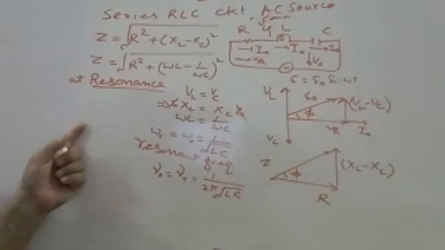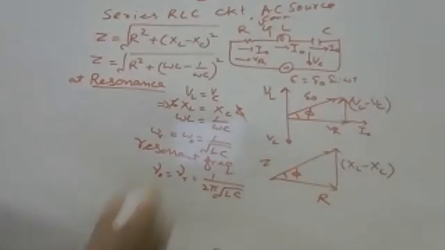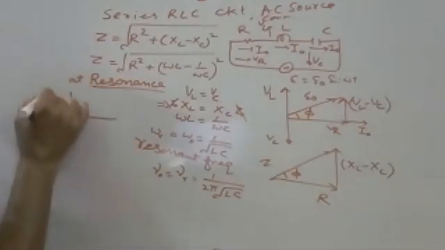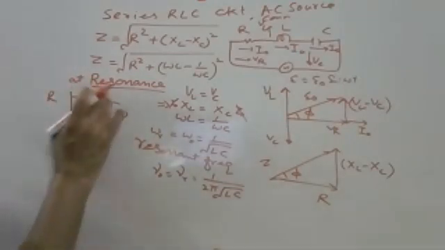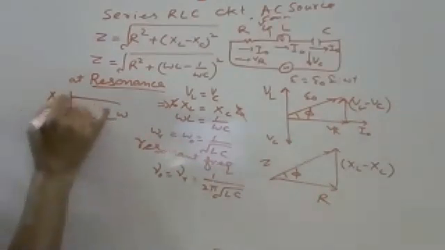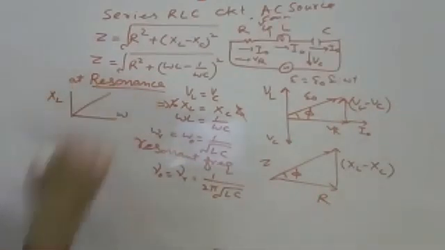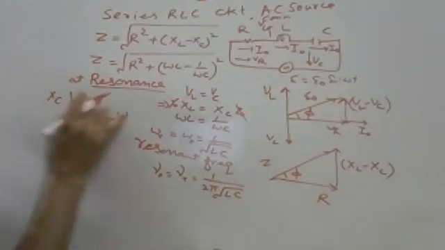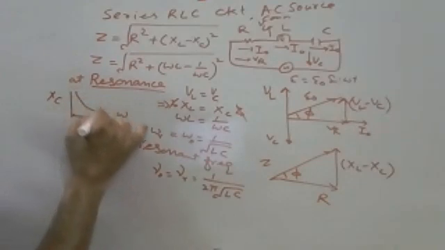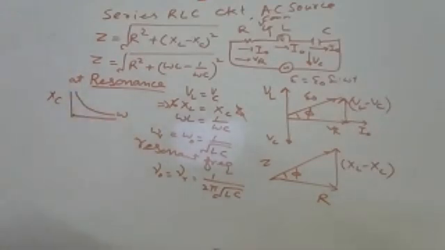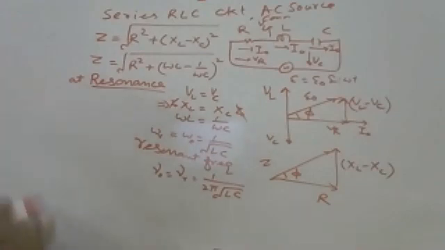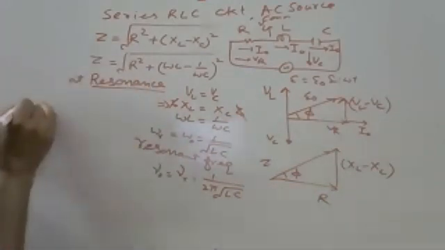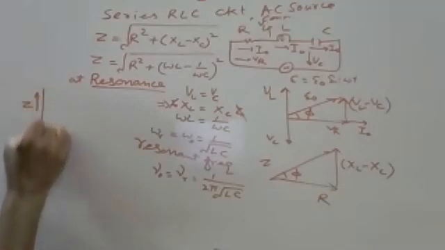We have discussed the graphs also. Here, say R does not depend on frequency. If suppose XL is omega L, it is directly proportional to frequency, and XC is decreasing because it is 1 by omega C. What about say Z? Very important part again. What about Z? How does it vary with frequency?